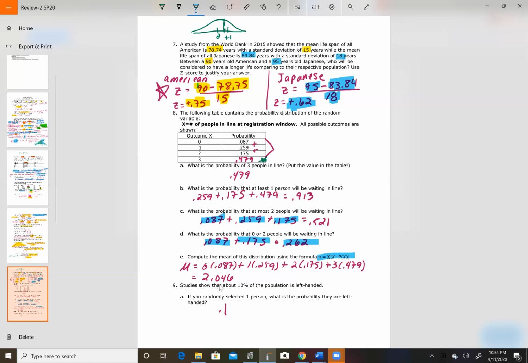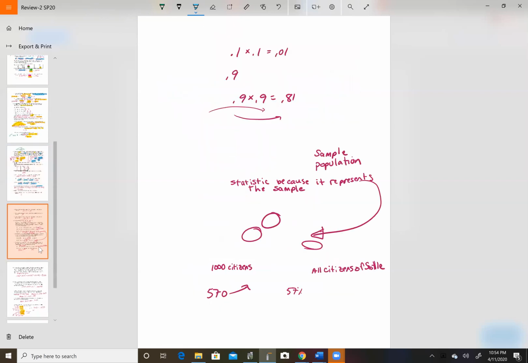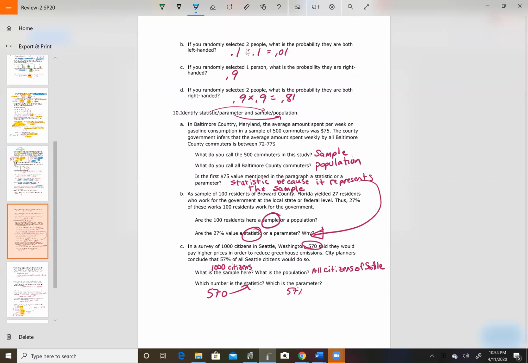That was it for question 8. Question 9, studies show that about 10% of the population is left-handed. If you randomly selected one person, what is the probability that they are left-handed? Well, they already gave us that, it's 10%. If you randomly selected 2 people, what is the probability that they are both left-handed? Then you just need to multiply those 2 probabilities together, so it would only be 1% that both people are left-handed.